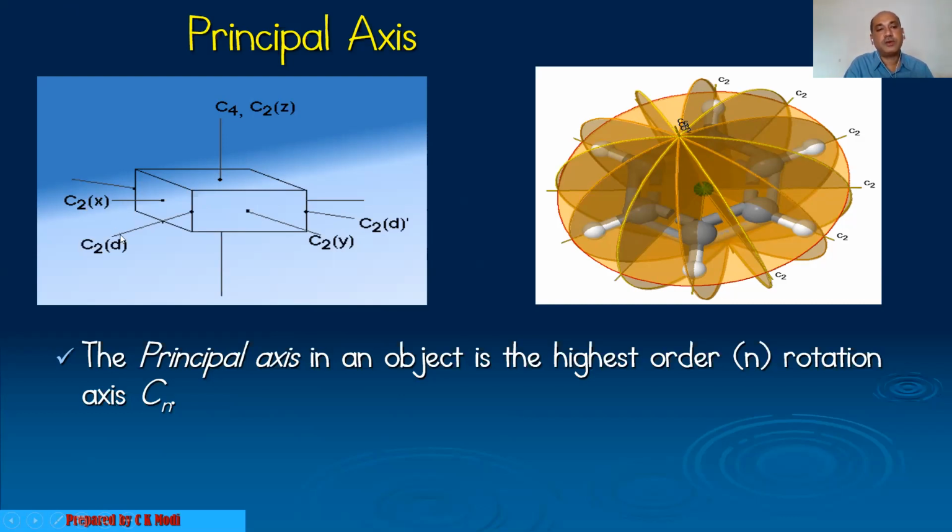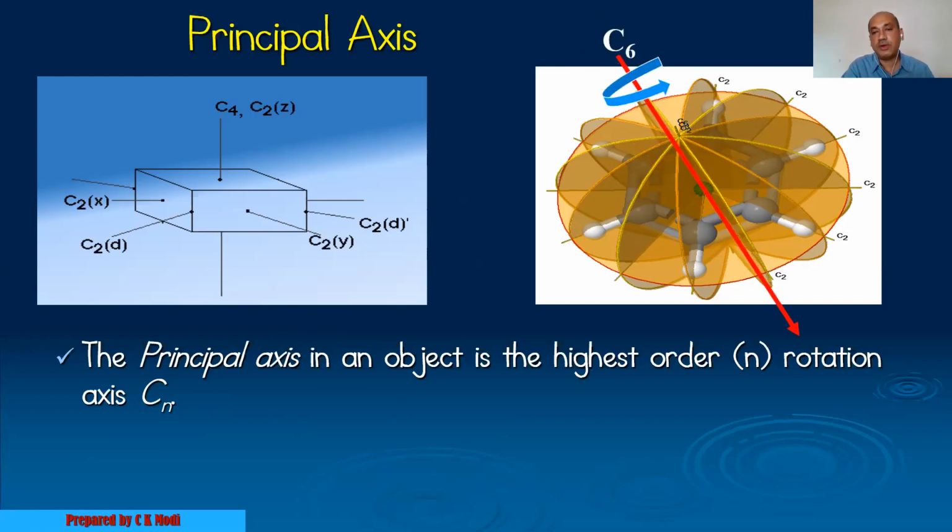Okay, so 1, 2, 3, and 4. 4 other C2s are also present. So this compound has a number of rotation axes. Which one is considered to be the principal axis? We can say that the axis which has the higher n value. Here C4, n is equal to 4, and all these subsidiary axes have n equal to 2. Therefore, C4 is considered the principal axis, of highest order. Those rotation axes which have the highest order of rotation are considered to be the principal axis.